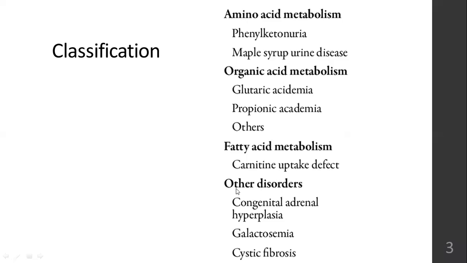Just understand there is a classification of inborn errors of metabolism based on what macros you are not able to digest. Is it protein? Is it fat? Is it carbohydrates? Fatty acid metabolism: fat metabolism does not take place properly. Carnitine uptake defect. Then you have galactosemia, cystic fibrosis, adrenal hyperplasia. These are other disorders.